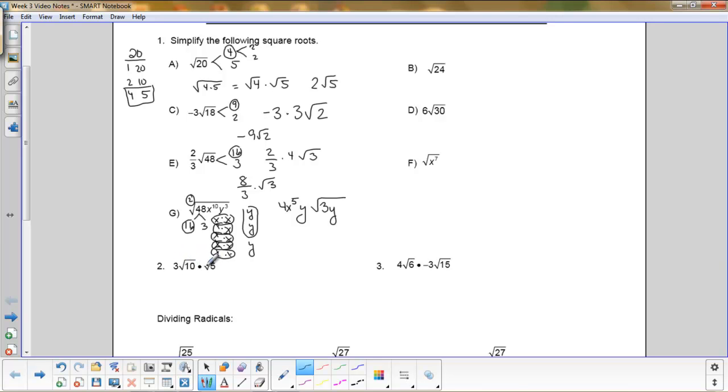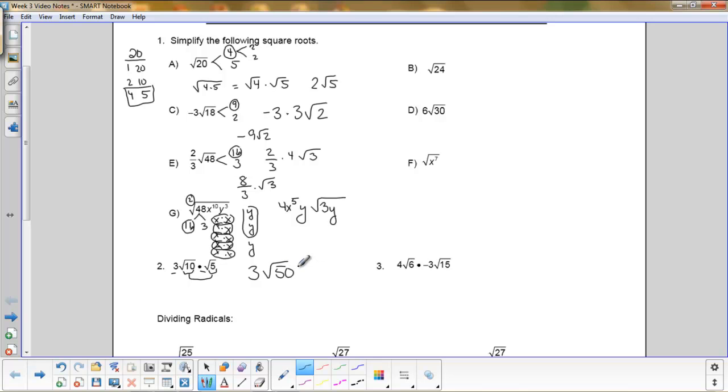The way that I like to approach this is I like to multiply what's on the outside of the radicals together and what's on the inside of the radicals together. We can't really combine them together. They're like terms in that matter, but in this case I'm going to multiply 3 times 1, which is 3, and 10 times 5, which is 50.